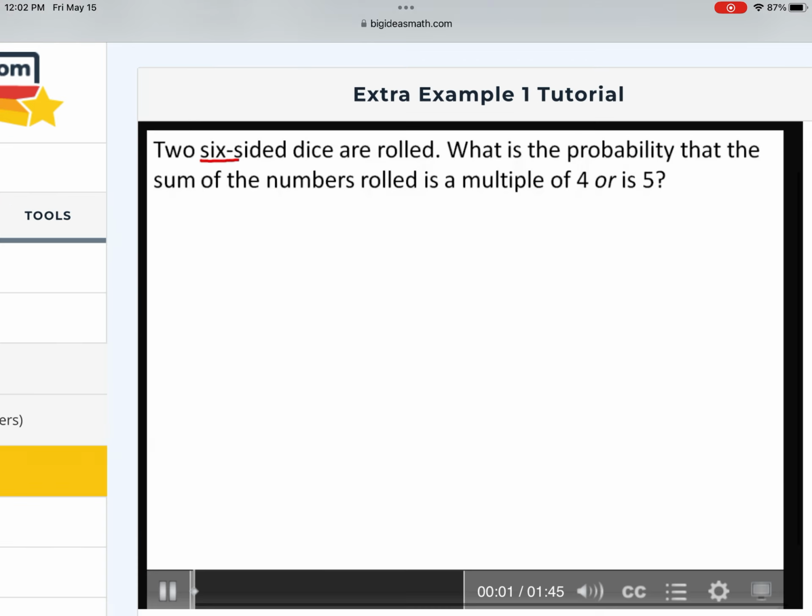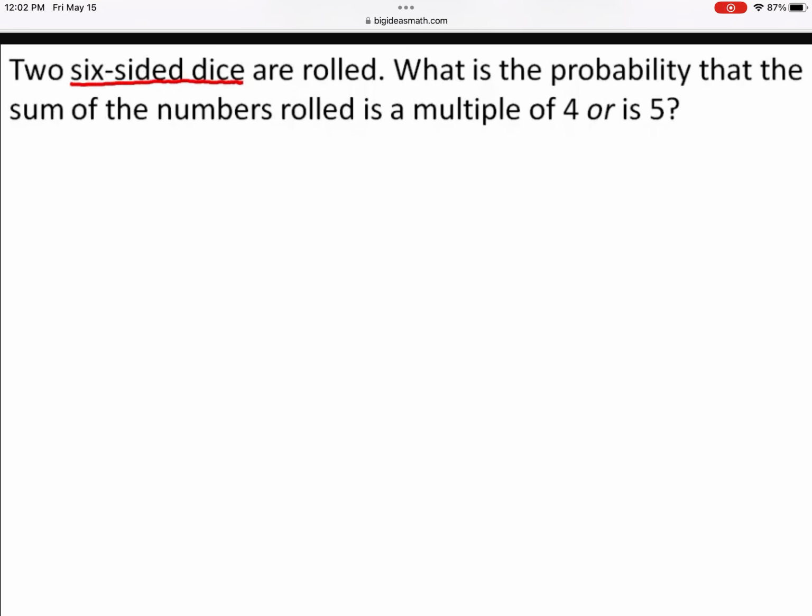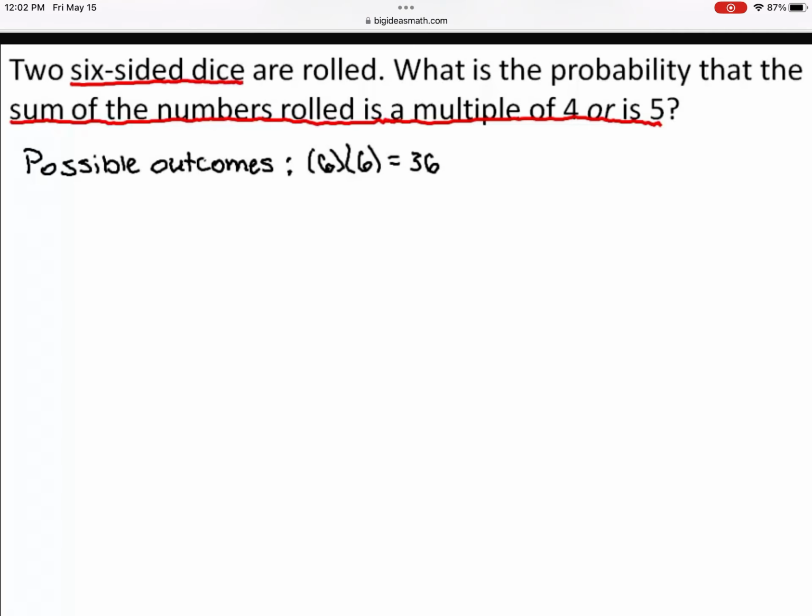Two six-sided dice are rolled. What is the probability that the sum of the numbers rolled is a multiple of 4 or is 5? First, you want to find the total number of possible outcomes. Because there are 6 possible outcomes to rolling the first die and 6 possible outcomes to rolling the second die, there are a total of 6 times 6 or 36 possible outcomes to rolling both dice.